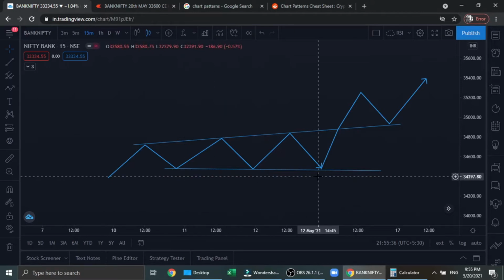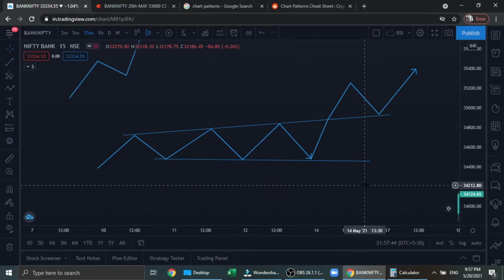Since most people are very interested in intraday trading, and that too on Bank Nifty, I'm going to draw all these chart patterns on the intraday time frame, which is the 15 minutes time frame. So let's get into the practical chart.